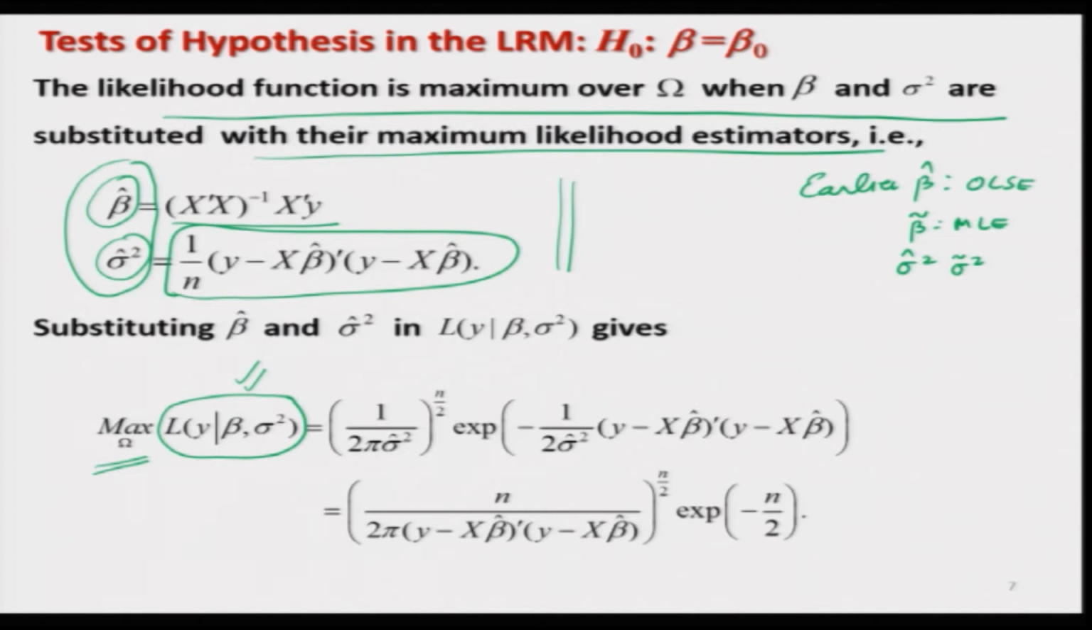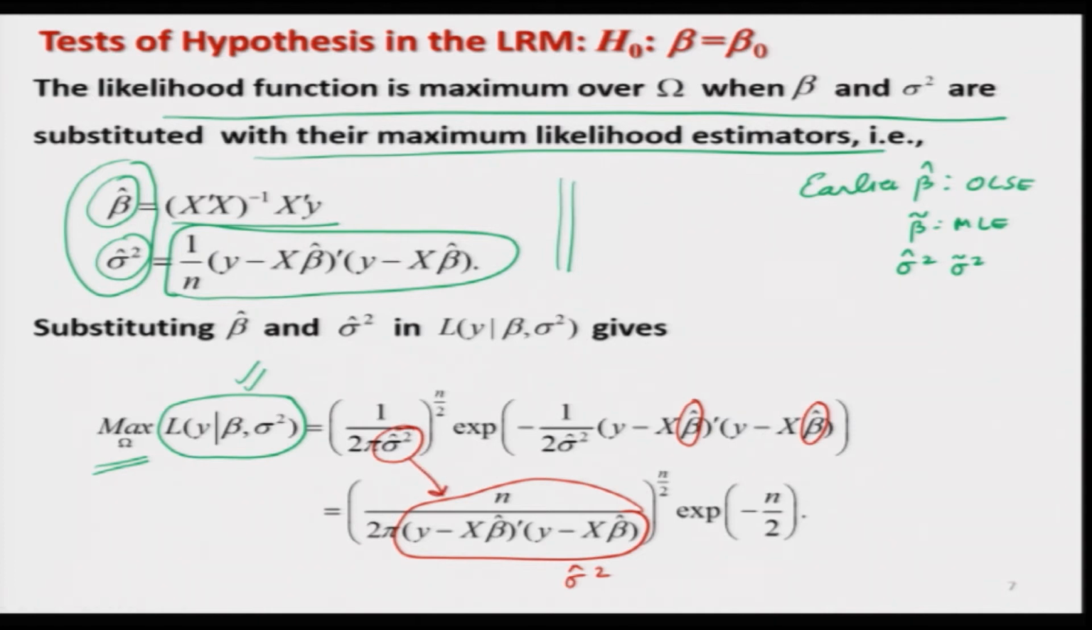Okay, so now I write down the likelihood function, and you can see I am simply replacing beta by beta hat and sigma square by sigma square hat. I am just substituting these values over here.